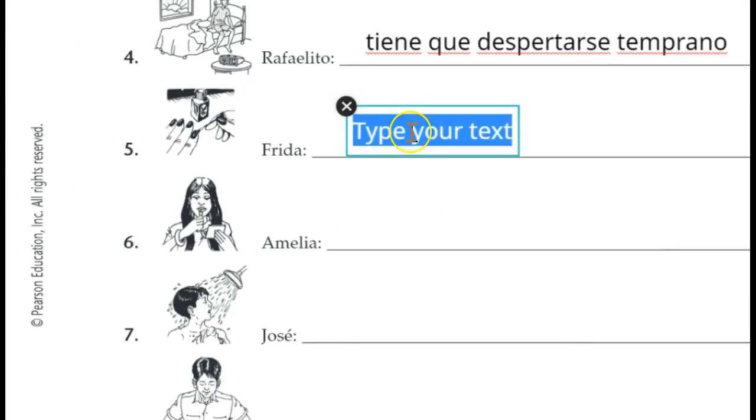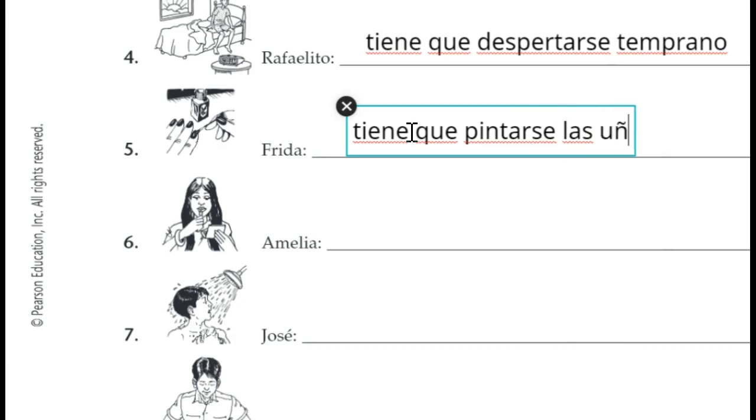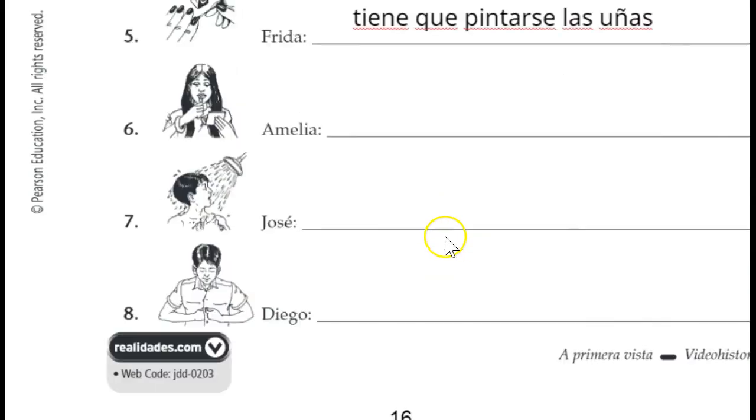Frida, she has to polish her nails, no? Tiene que pintarse. Right? Pintarse las uñas. By the way, pintarse by itself would mean putting on makeup. This is like you're painting your face, right? Tiene que pintarse las uñas.